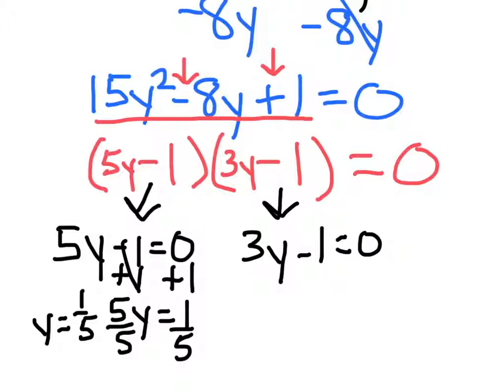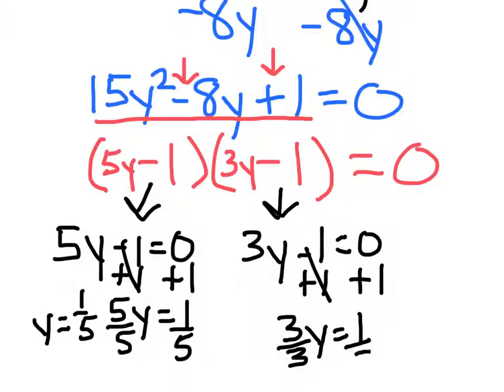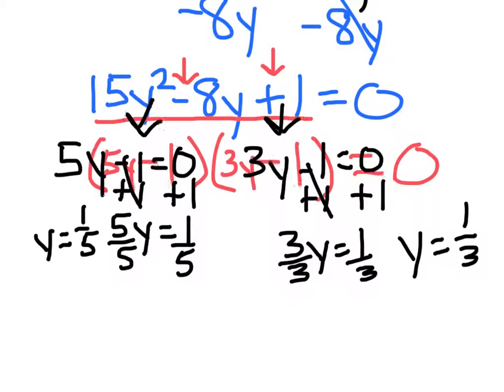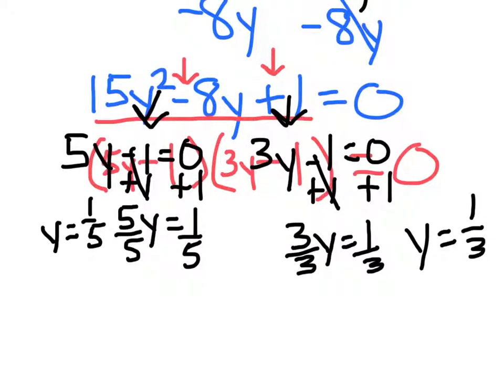Now on the other equation here, it's almost the exact same thing. You're going to add 1, and you now have 3y equals 1. You're going to divide by 3, and you get y equals 1/3. Once again, we're going to write this, our answer, in the braces. So I have my two answers right there.